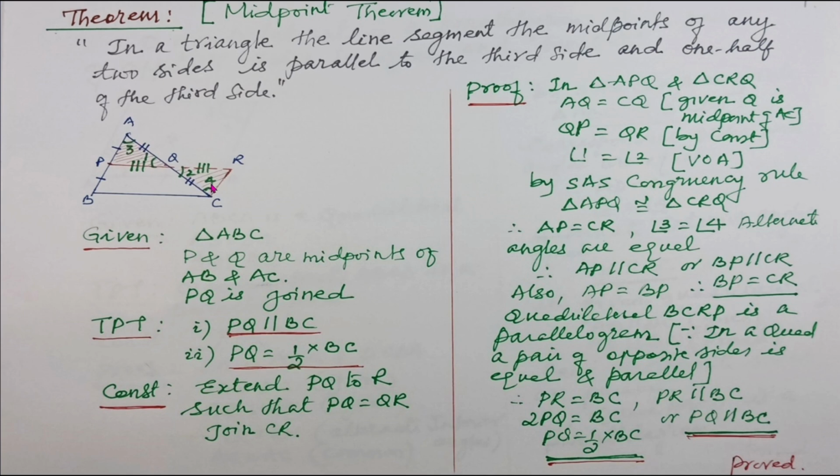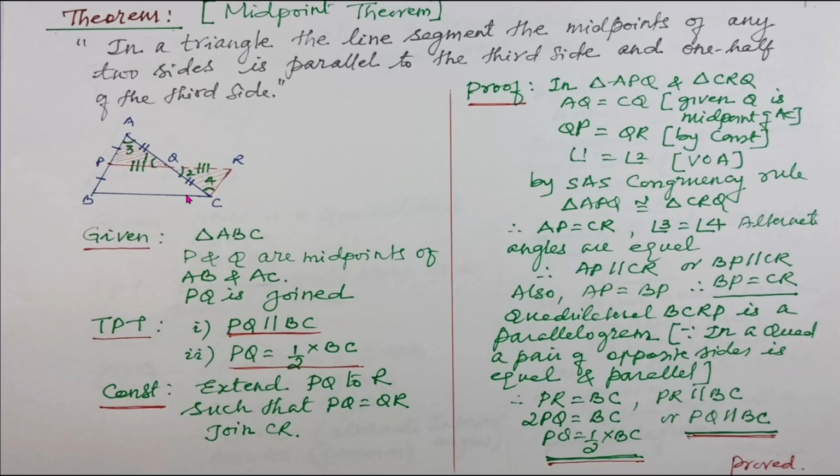Now, if angle 3 is equal to angle 4, then AC is the transversal. That means AP is parallel to CR. Now we have proved that AP is equal to CR and AP is parallel to CR, a very important step. Now P is the midpoint of AB, AP is equal to PB, and therefore BP is equal to CR. Now BA is parallel to CR because AP is parallel to CR. So now we have proved that BP is equal to CR and BP is parallel to CR.